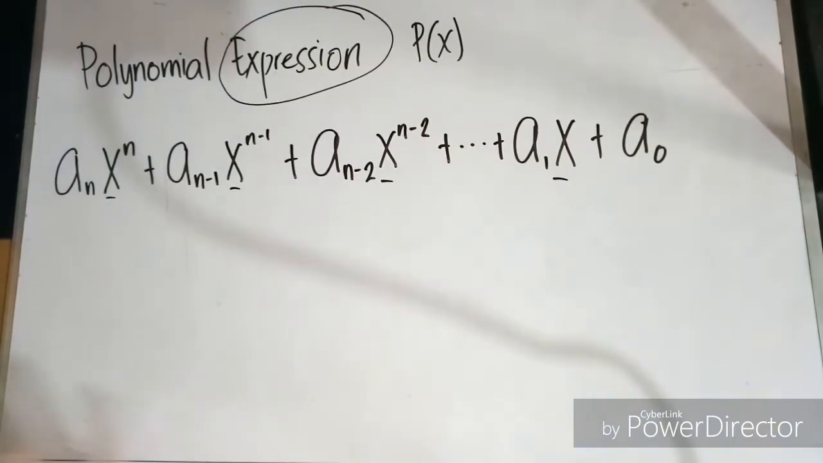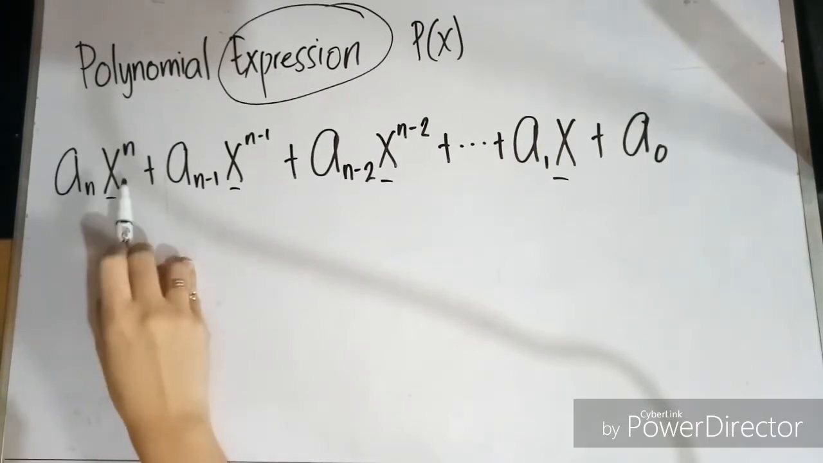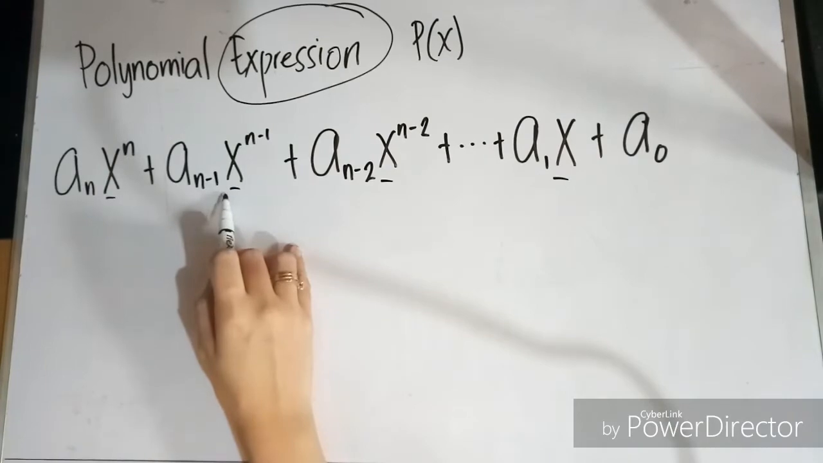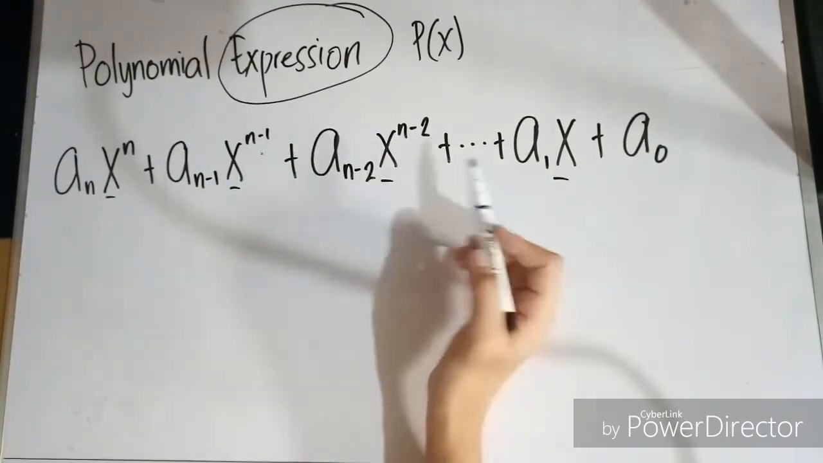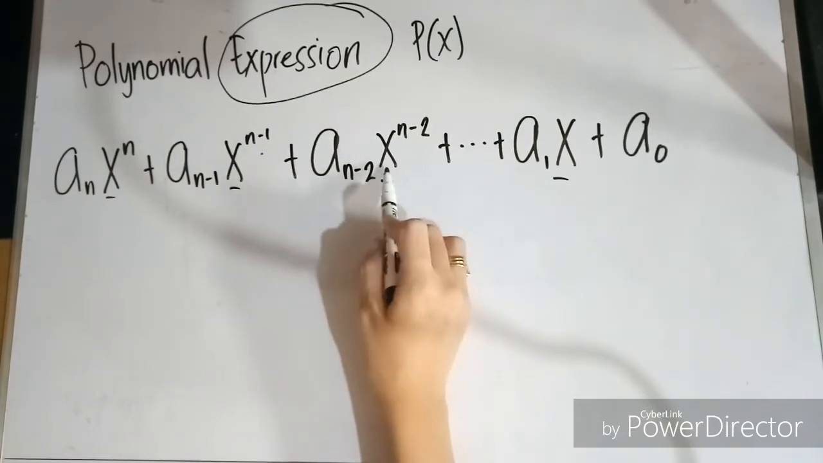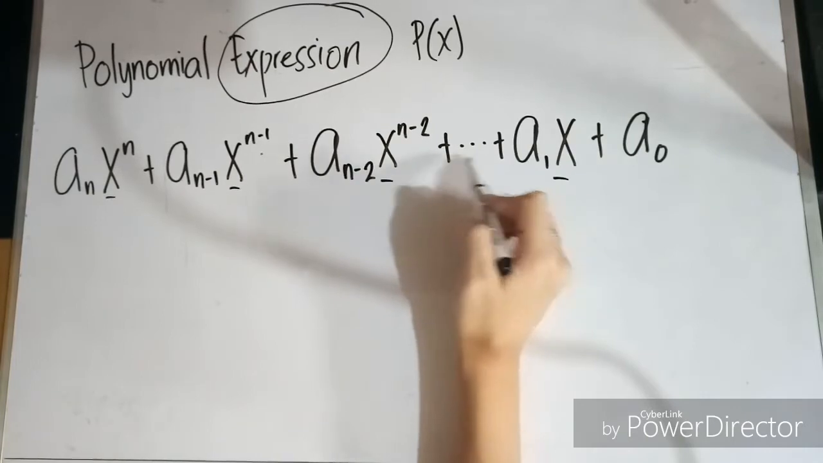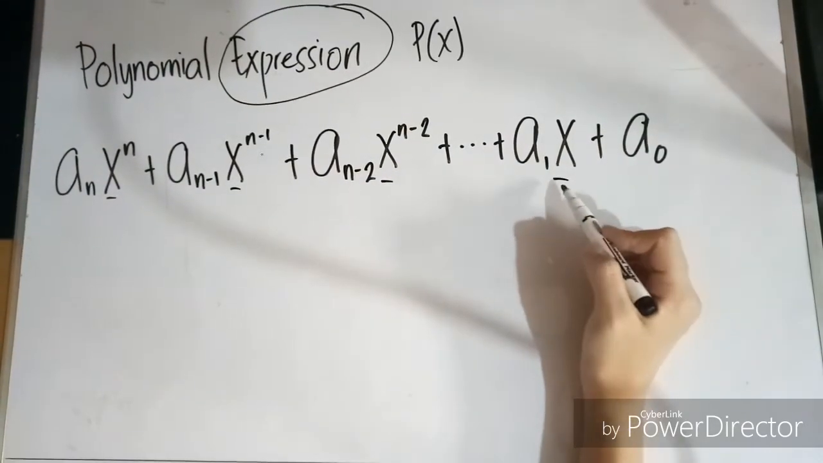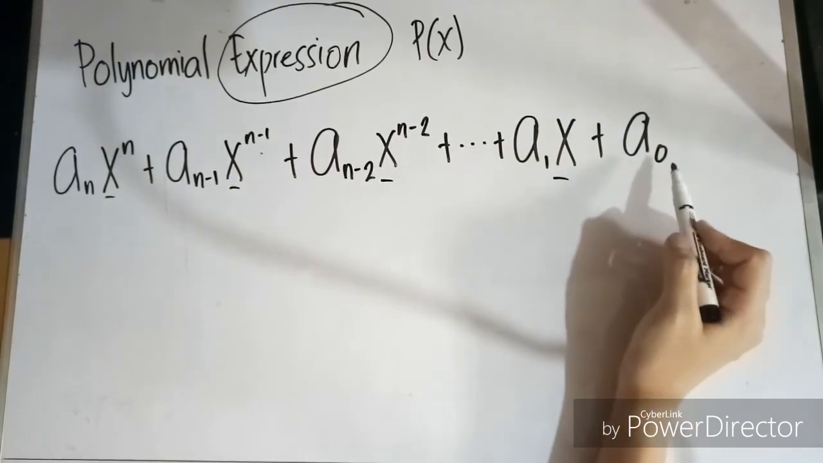Now, a polynomial expression p of x is an expression of the form a sub n x to the power of n plus a sub n minus 1 x to the power of n minus 1 plus, you can also say, a sub n minus 2 times x to the power of n minus 2 plus, you continue this pattern until you reach a sub 1 times x plus a sub 0.